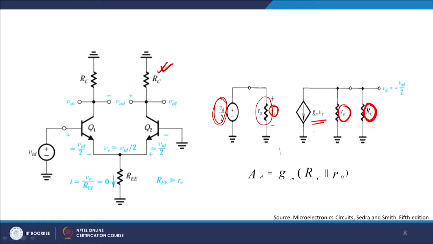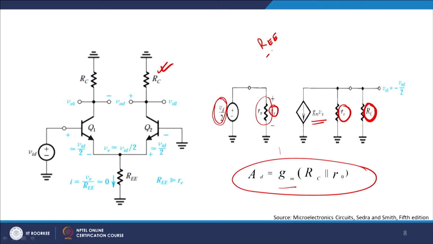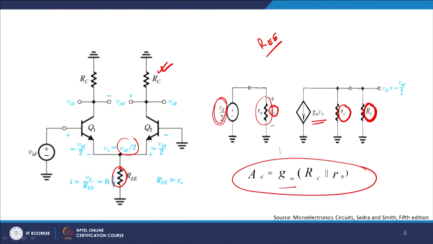So even if you close your eyes, I can simply get the differential gain to be equal to GM times RC parallel to RO, right. So transconductance multiplied by output impedance will be equal to the voltage gain, and that is what we have shown here. This is with the assumption that my REE, where I have replaced the current source by a resistance, is typically very large, and it does not let any current flow through it, and therefore I can safely write VE to be equal to VID by 2, which you see here. So the emitter voltage is exactly equal to VID by 2 in both the cases.